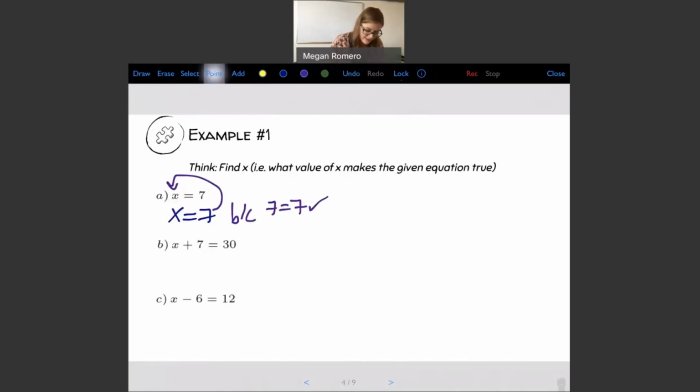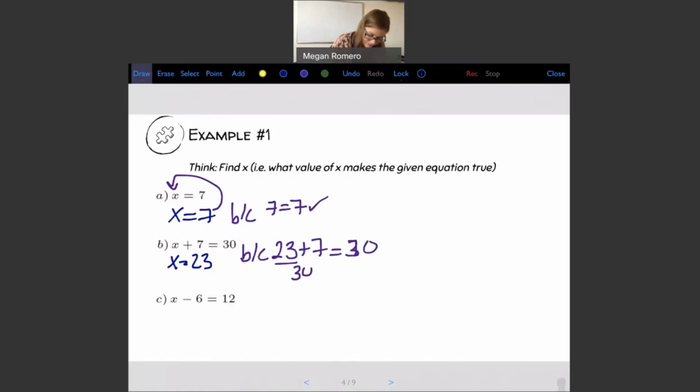Next, something plus 7 equals 30. What does this something have to be? x equals 23. And that's because 23 plus 7, so we plugged it in for x in the original equation, and we'd end up with 30 equals 30, which is a true statement. Box these answers.